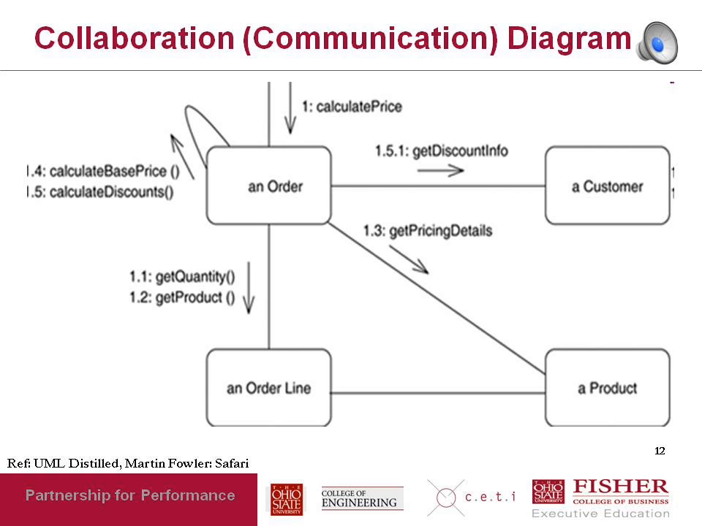So for example, in this particular collaboration diagram, the message calculate price has a sequence number 1, so that's the first message. It generates two other messages, get quantity and get product, and we know that because they're numbered 1.1 and 1.2. The third message is get pricing details because it is numbered 1.3, followed by 2 other messages, calculate base price and calculate discounts, which have the numbers 1.4 and 1.5, and then calculate discounts generates a message numbered 1.5.1, which is get discount info.